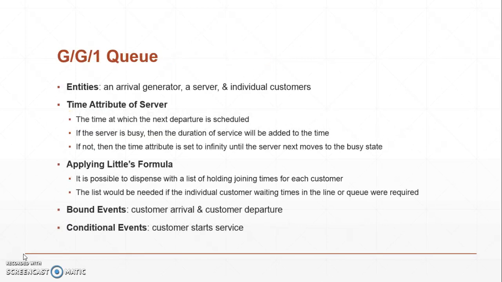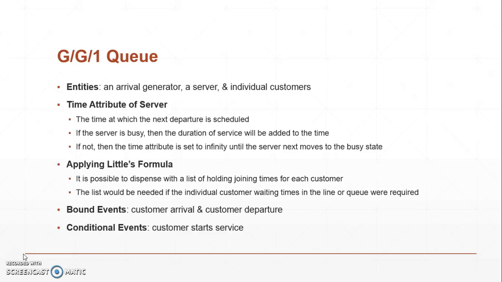For the GG1 queue, we have entities of an arrival generator, a server, and individual customers. We have a time attribute for the server, which is the time at which the next departure is scheduled. If the server is busy, then the duration of the service will be added to the time. If not, the time is set to infinity until the server moves to the busy state. We can apply Little's formula here, which basically means it's possible to dispense with a list of holding joining times for each customer. The list would only be needed if the individual customer waiting times in the line or queue were required.